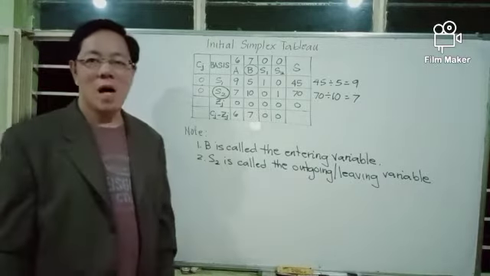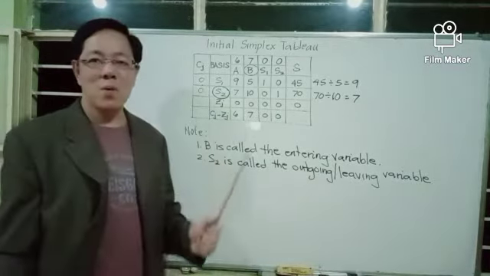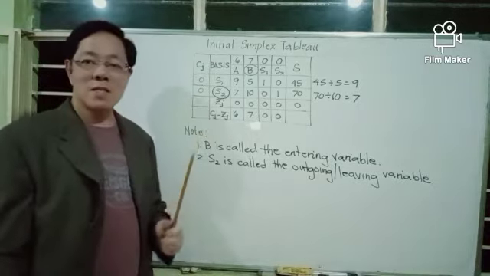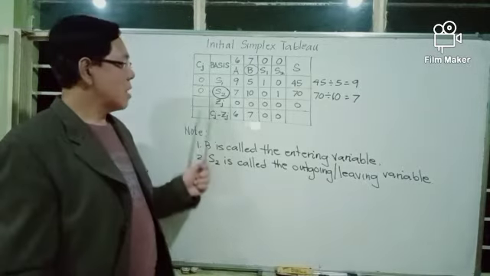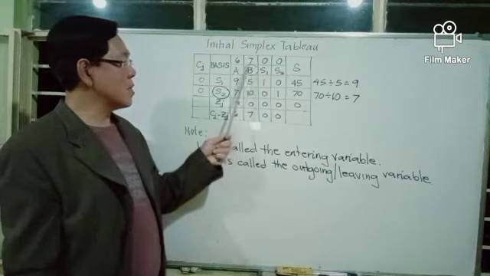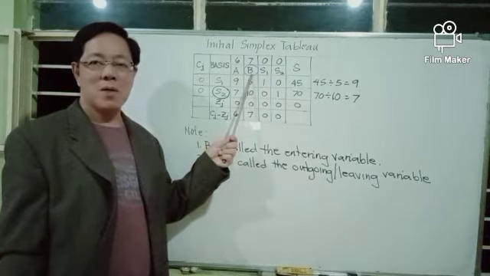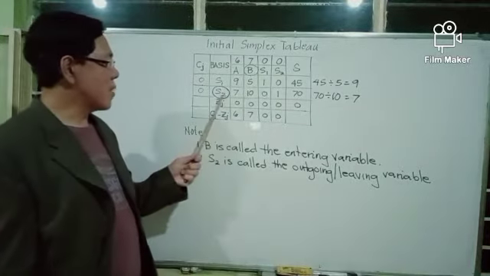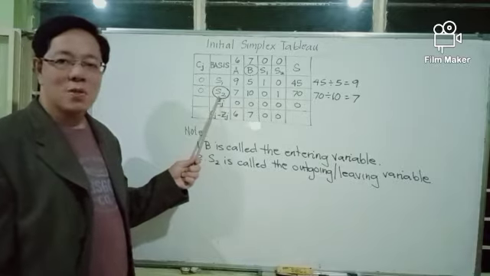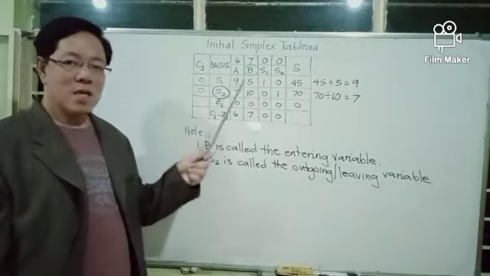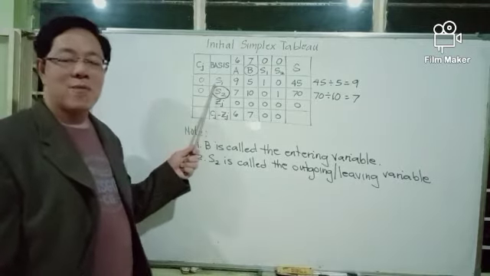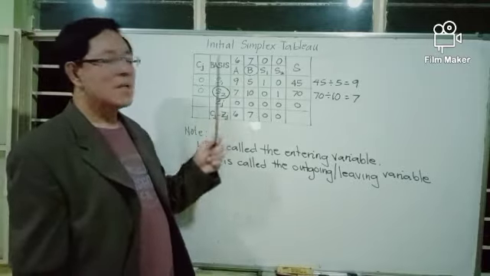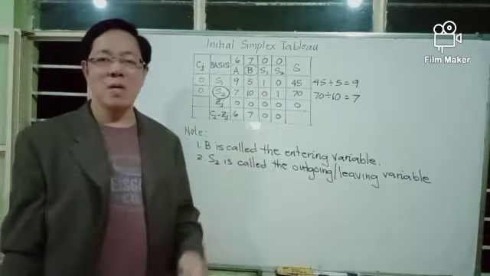And why do we call S2 the outgoing variable? Because in the second simplex tableau, you will no longer see the variable S2. It will be replaced by the decision variable B. That's why B is called the entering variable. It will enter in the basis column and replace the outgoing variable S2. In the second simplex tableau, you will still have S1 in the basis column, but S2 will be replaced with the entering variable B.